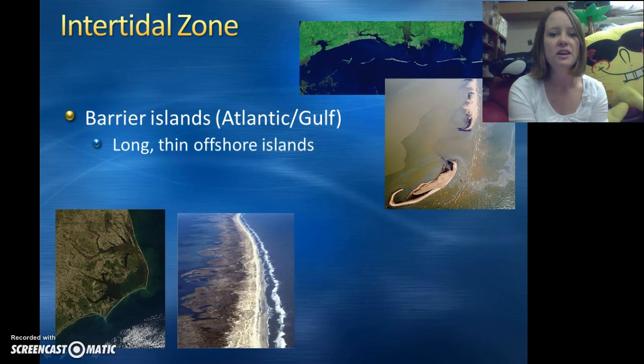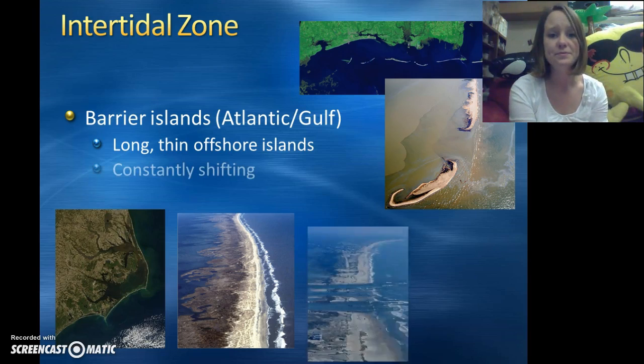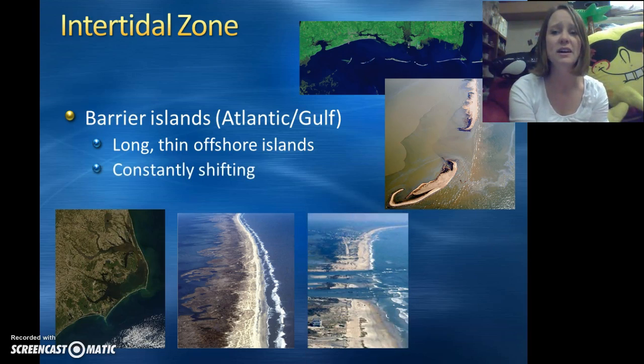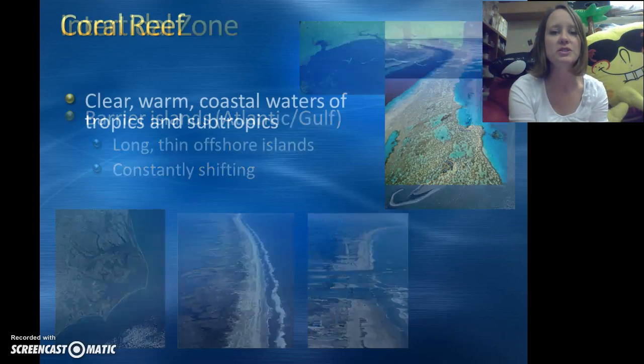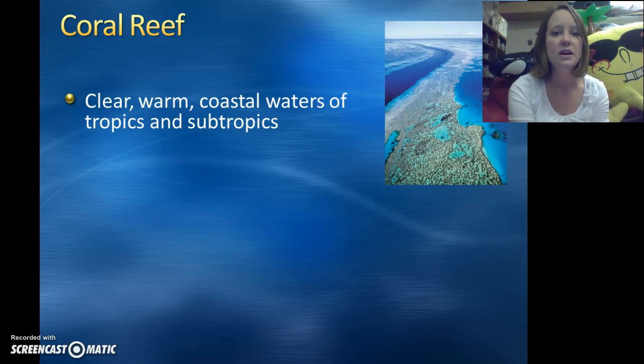But they're long, thin offshore islands. They're made basically of sand. And they're constantly shifting because as the ocean moves, it picks up the sand and carries it with the currents. So the islands are drifting and moving, especially with large storms and hurricanes. We see a lot of erosion of the barrier islands.